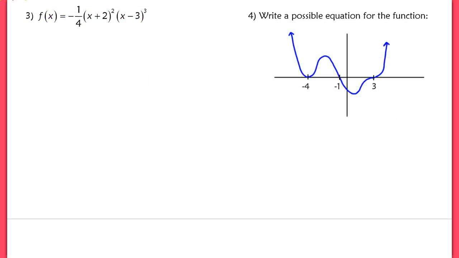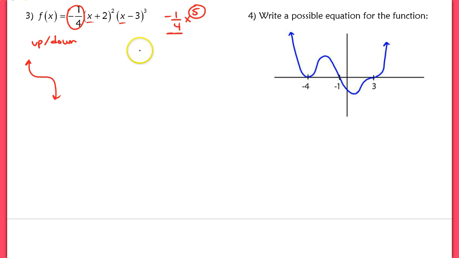All right, our next example is a little bit different because we have this -1/4 on the outside here. So if we try to multiply out these terms, we end up with -1/4 times x to the 5th. So for the end behavior here, we have an odd degree polynomial and a negative coefficient. So in that case, we know that the graph should open up, down. Okay, so something like that.